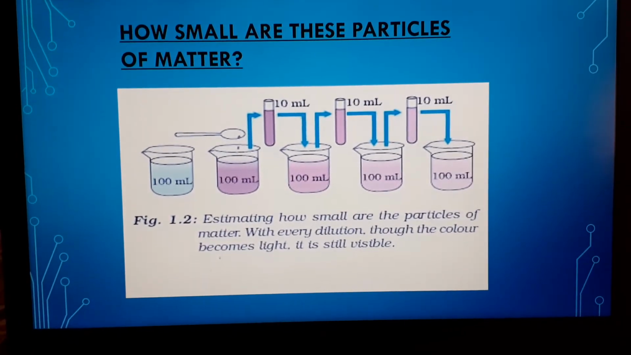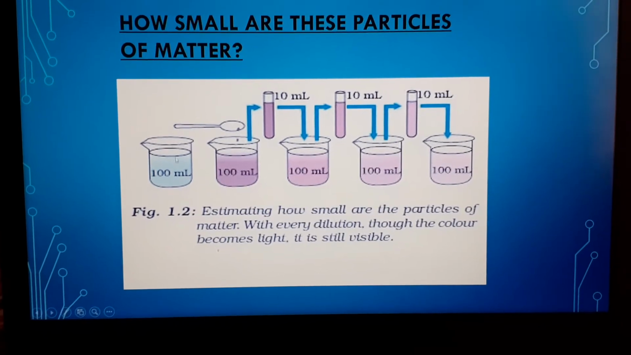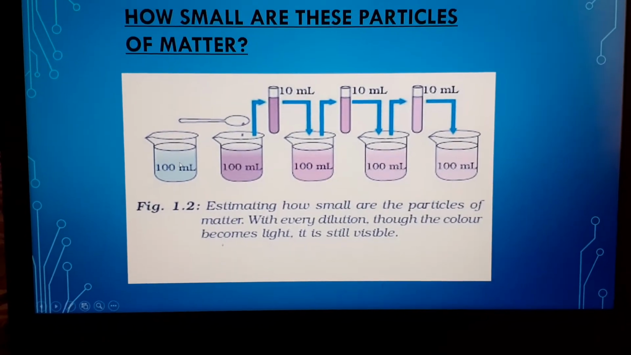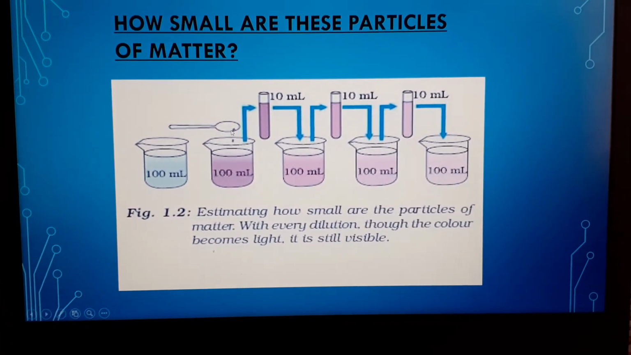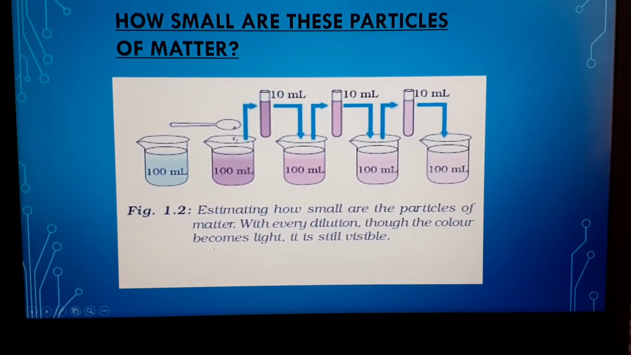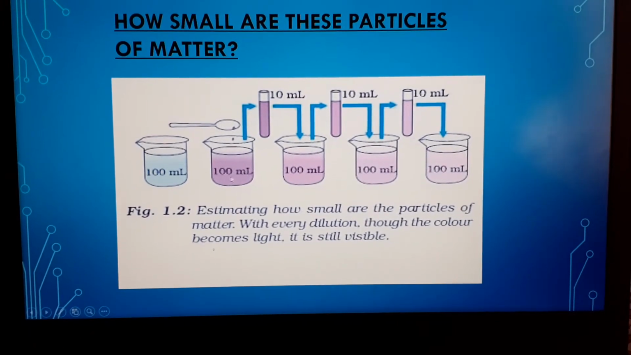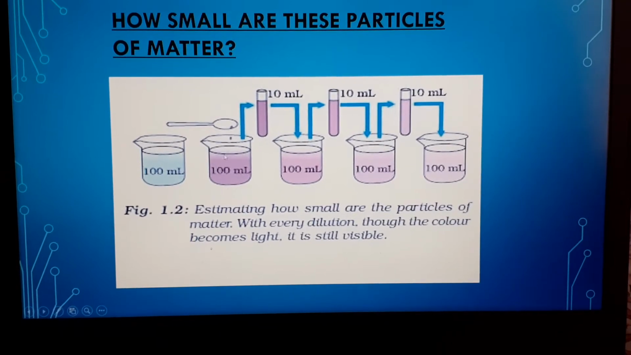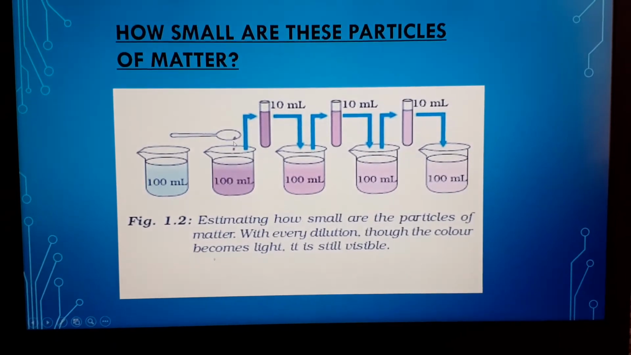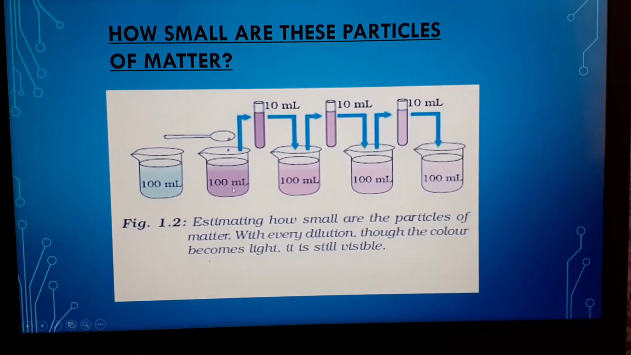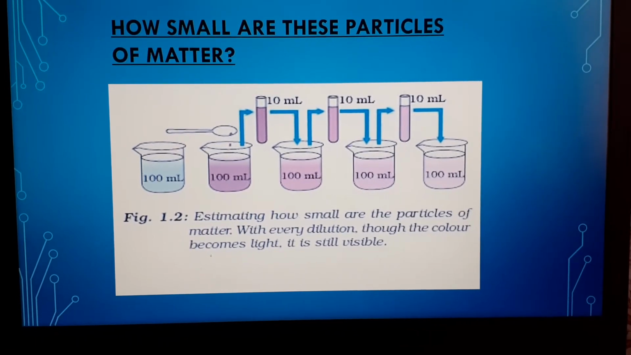Now, how small are these particles? See here, this experiment proves it. I am taking 100 ml of water here. Now I am taking only 2 small pieces of potassium permanganate crystal. When I add them here, the water gets colored because the crystals mix in and we get a colored solution.